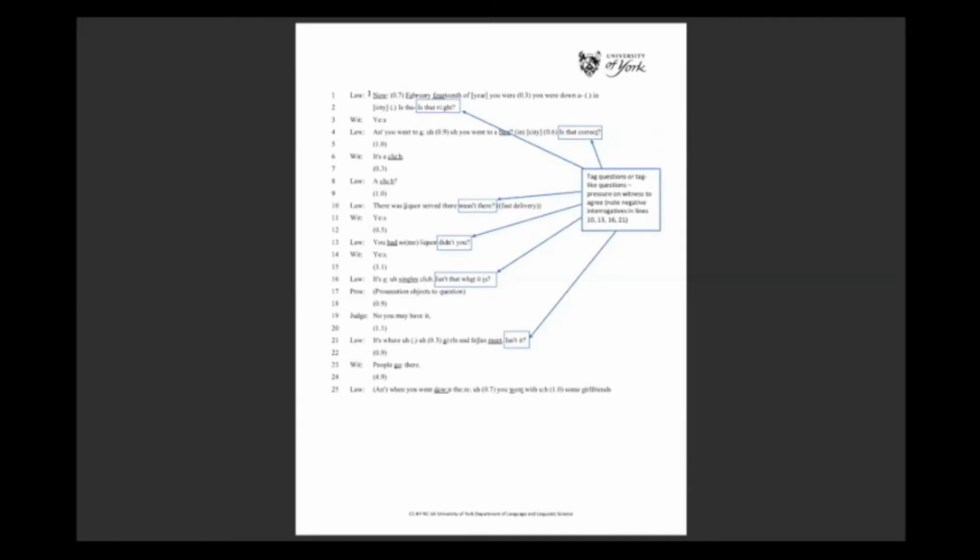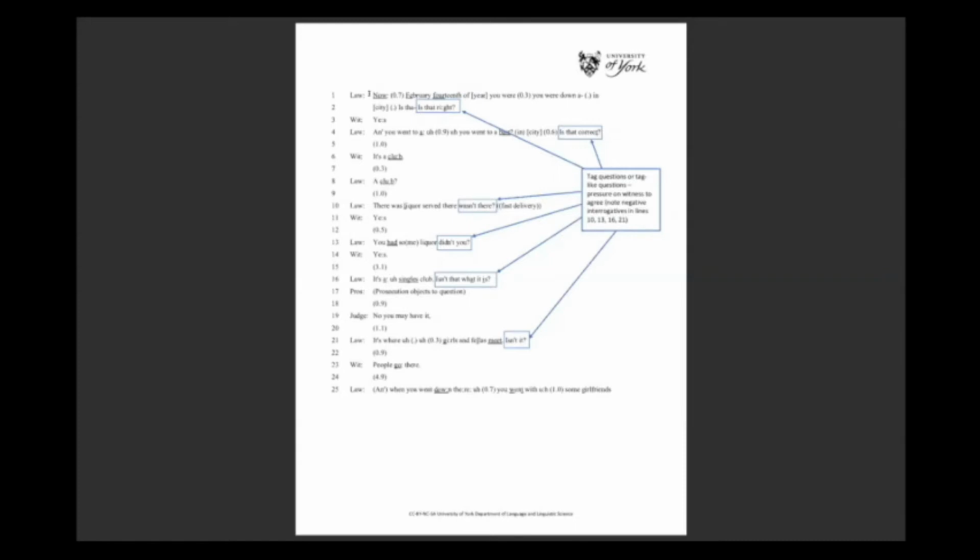Now, if you look at lines 1 and 2 on this transcript, the lawyer says, now, February 14th and gives the year, you were down in the city. Is that right? Now, the first part of that, now on February 14th, you were down in the city, is a declarative, it's a statement. And the is that right is an add-on. It's like a tag question. Is that right? And then again in line 4, and you went to a bar in the city. Is that correct? So you get statements, in effect, declaratives, followed by a tag question.